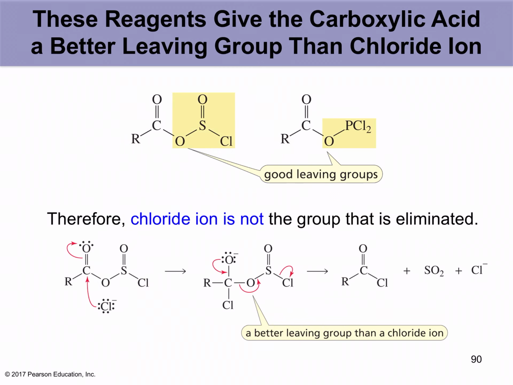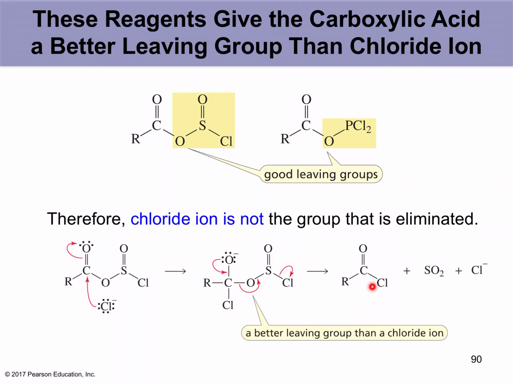Okay, so once you form these intermediates, the chloride ion reacts with the carbonyl carbon. You know the process now. The carbon-oxygen bond opens up, reforms the carbonyl group and leaves this group. And in here you are making sulfur dioxide and chloride ion. Sulfur dioxide again is a small stable gaseous molecule that would make the reaction go forward much more readily.